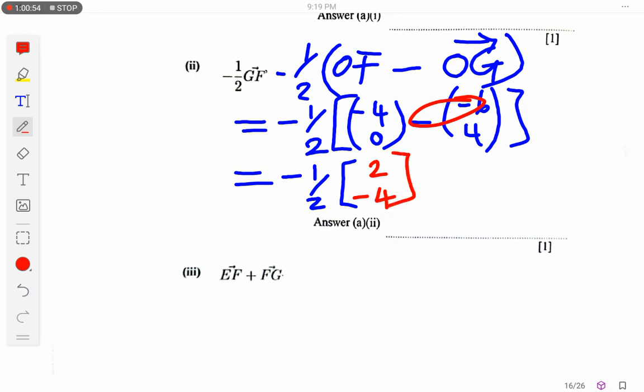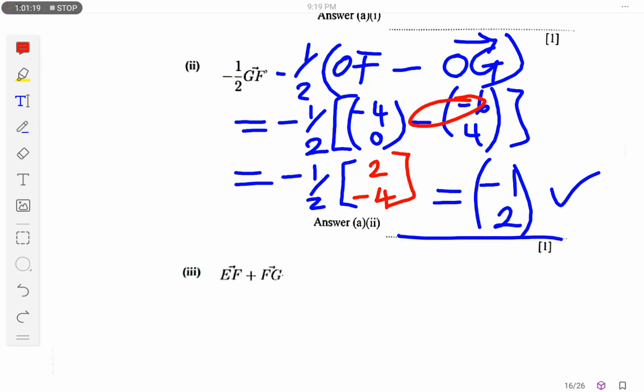Now let's multiply with our scale factor. If we multiply with our scale factor, we multiply everything inside by minus half. So minus half times 2, we get minus 1. Then minus half times minus 4, we get 2. So this is our final answer there.